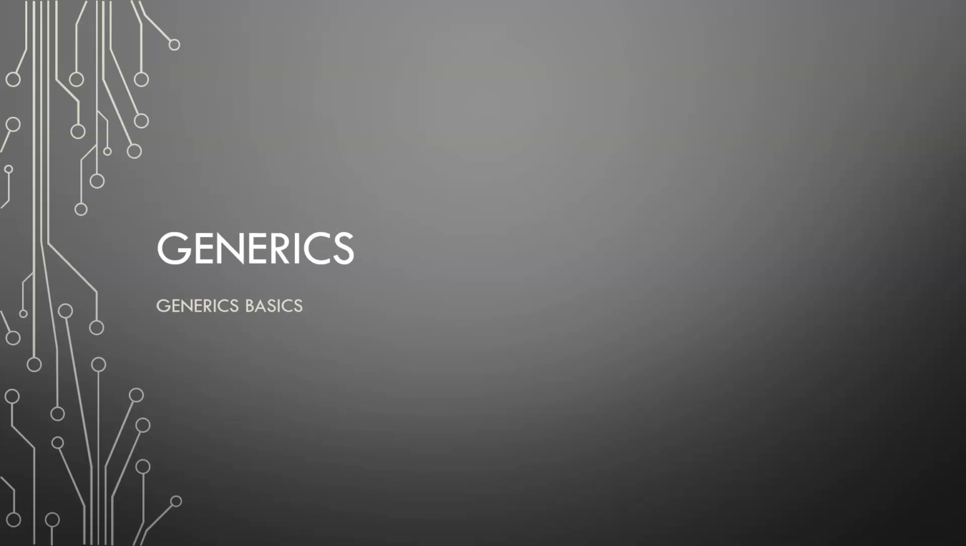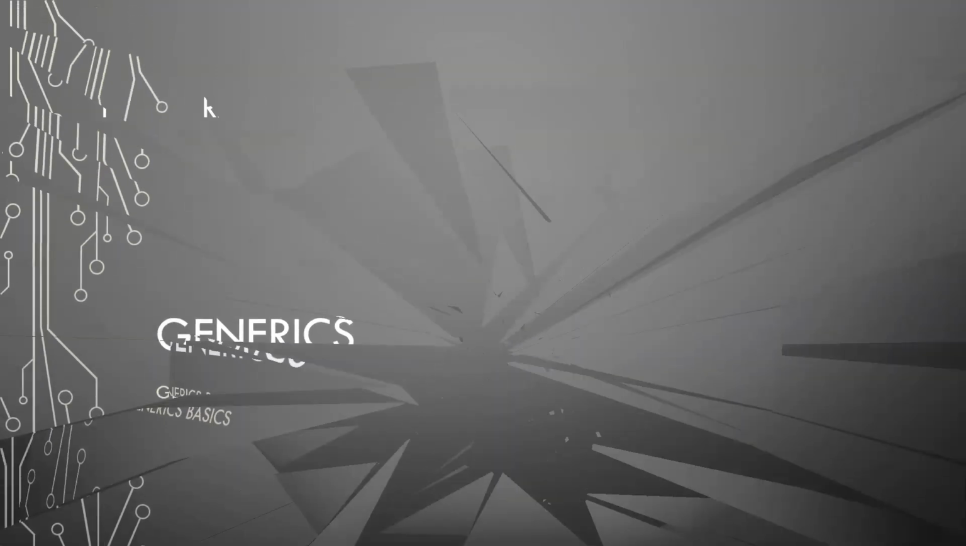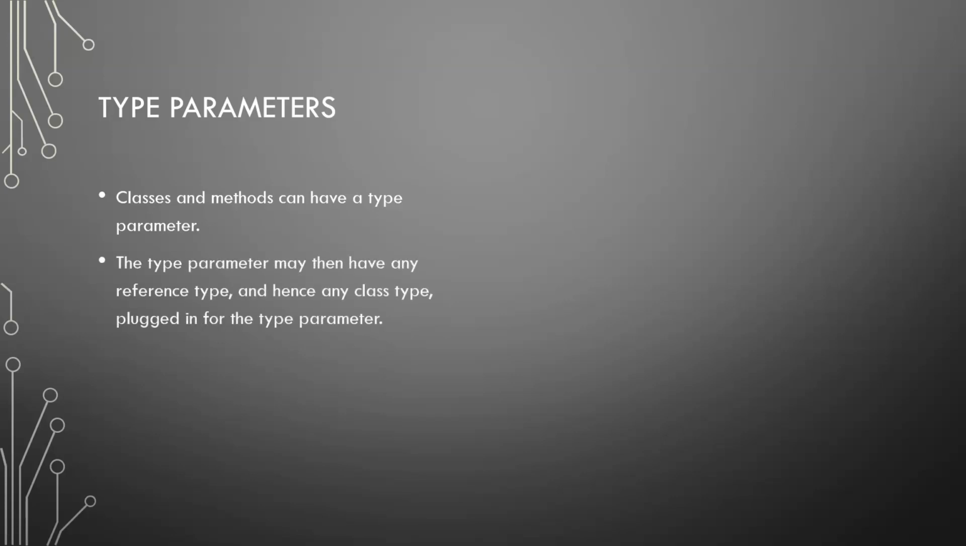And welcome, students. As we get into our first of two lessons on generics, let's just jump into some generics basics. So, recall we've talked about type parameters. Classes and methods can have a type parameter. The type parameter may then have any reference type, and hence any class type, plugged in for the type parameter. Now, this plugging in produces a specific class type or method.